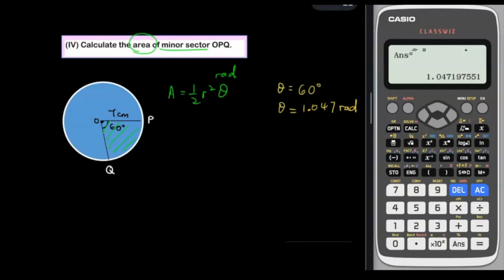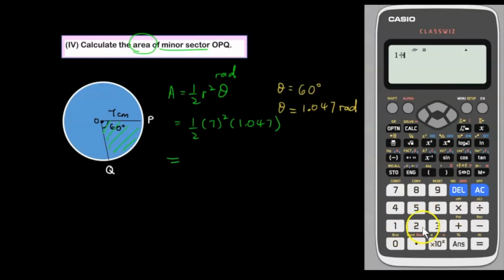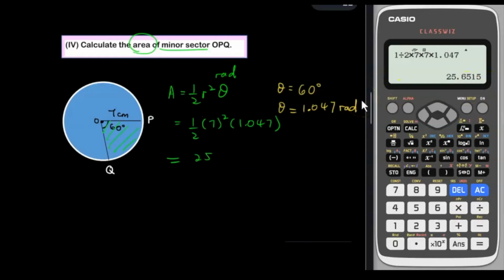Okay, so I'm going to put it into the formula. So half radius is 7 square and then 1.047. Okay, so equals, okay, let's press the calculator. So half, then after that times 49, 7 times 7 or 7 square also can, then times 1.047. Okay, so press equals. So you get 25.65. Okay, so 25.65, and because it's area, so it's cm square. Okay, cm square will be the unit.